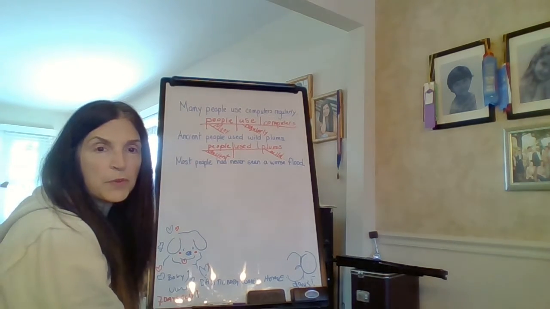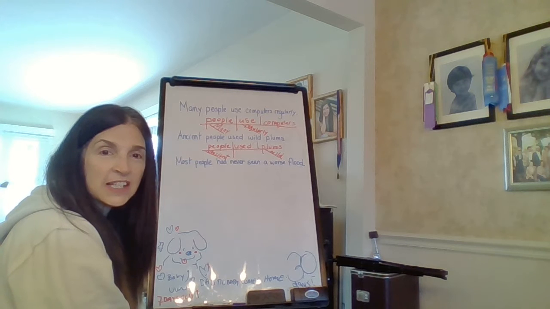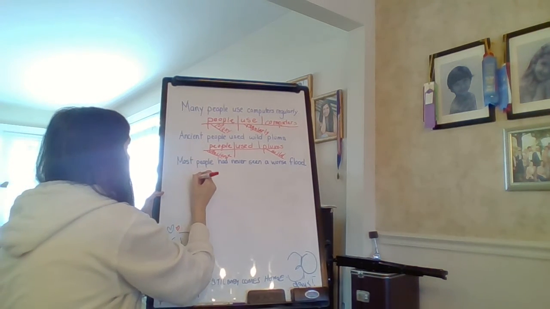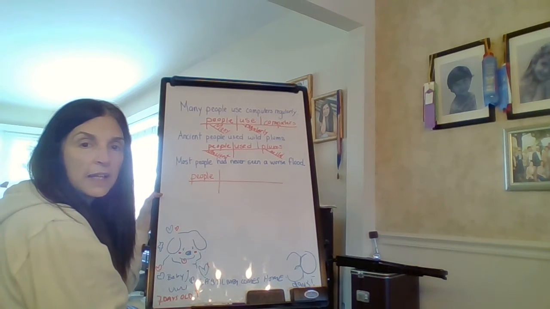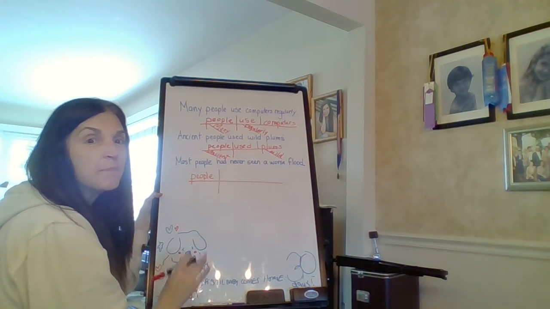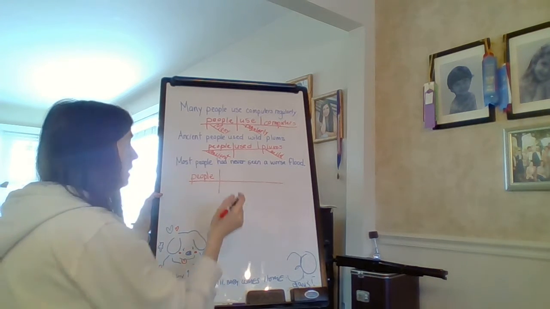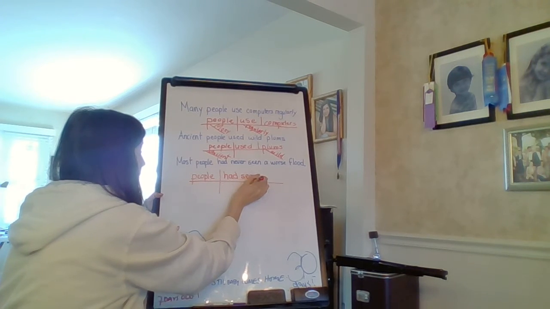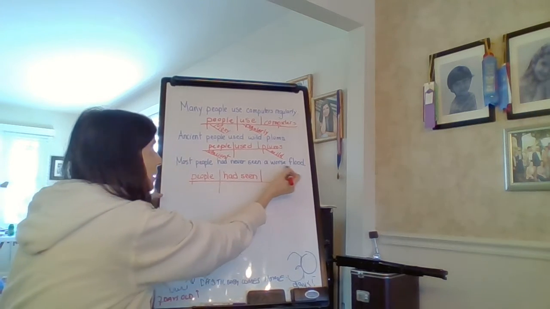All right, example number three has everything. Okay, here we go. Most people had never seen a worse flood. What's the sentence about? People. Okay, our baseline, our bisecting line. What is the main verb and helping verb here? Remember, they're going to try to trick you. It's had seen. That's what they're doing. They had seen. Had seen what? Flood.